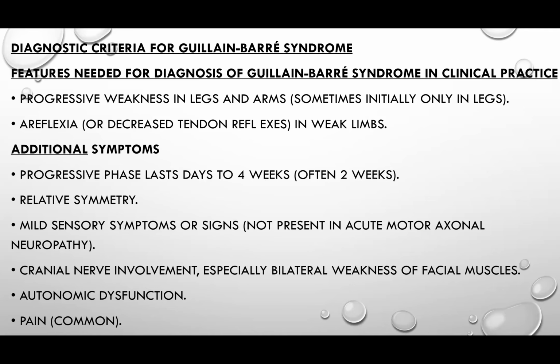AIDP type might have some sensory changes, but sensory is not the dominant one. The dominant effect is flaccid areflexic paralysis, progressive, starting from the lower limbs to the upper limbs. Of course, cranial nerve involvement can be there, with the bulbar involvement in Miller-Fisher syndrome, or even the paralysis of the AMAN can extend upwards. Autonomic dysfunction is a feature of Guillain-Barre syndrome, and pain may be there. It could be root pain, it could be nerve pain. Both types of pains are possible. Okay.